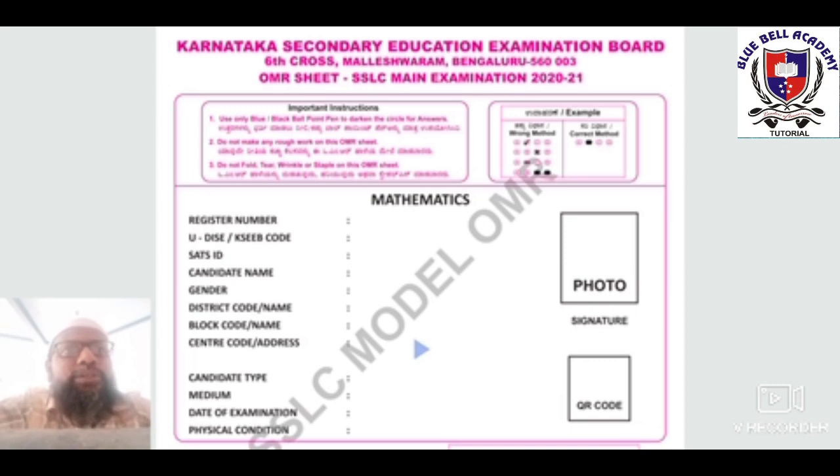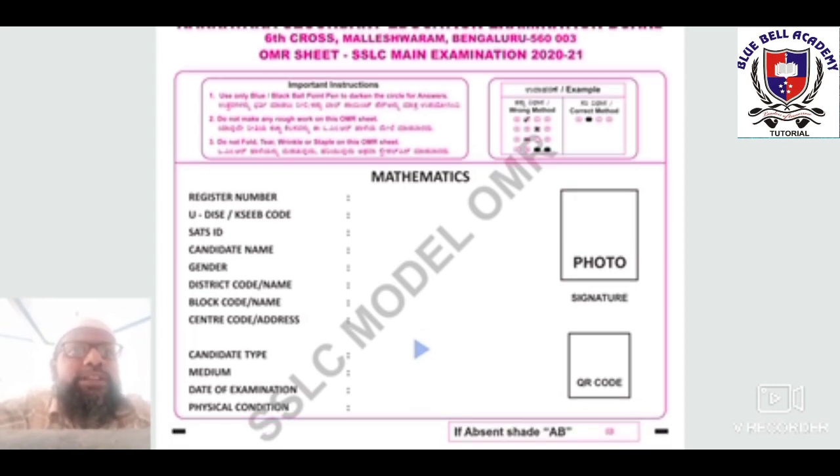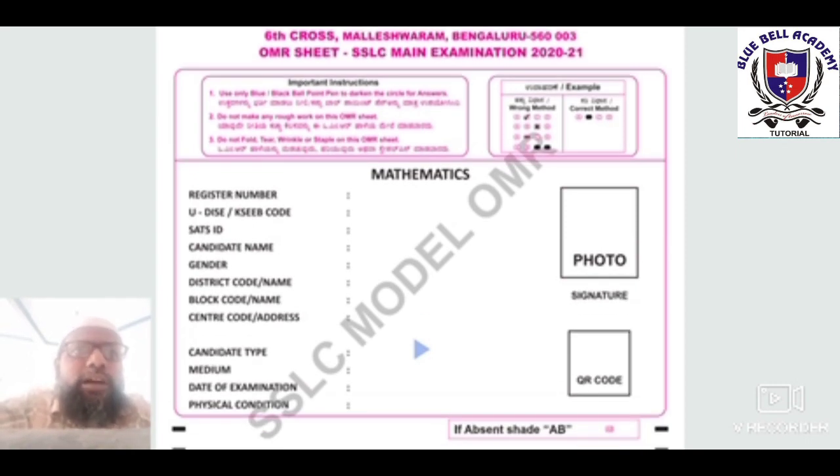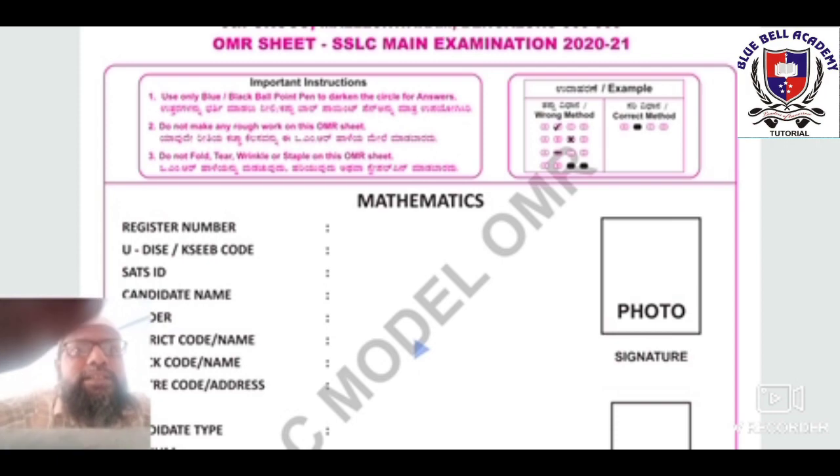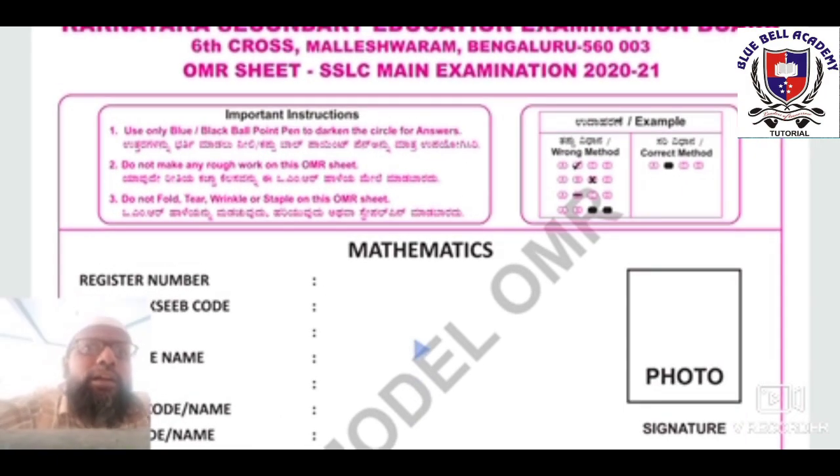Second, the most important thing: below that, the instructions on how to fill this OMR sheet are mentioned, by means of instruction points. You can see that. I can highlight that you can fill the OMR sheet with a black or blue pen, darkening the circles of the answers while filling this form in the examination hall.